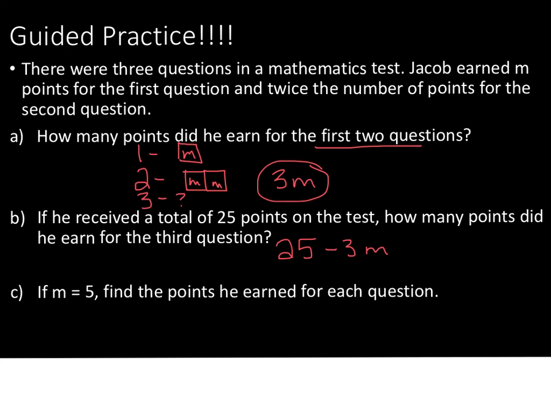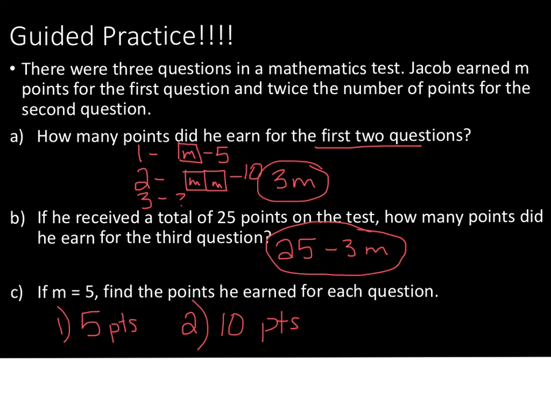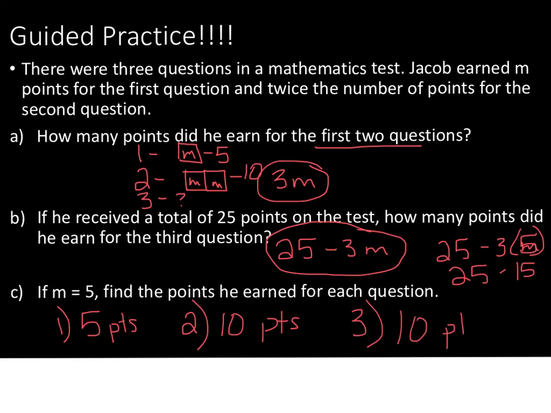Now C part says, if M is equal to 5, find the points he earned for each question. So for question 1, if M is equal to 5, then for question 1 he got 5 points. And on question 2, he earned twice as many points, so he earned 10 points. And remember, for question 3, all we knew was that he had gotten 25 points, so we had to do 25 minus 3M. Well, altogether we've got 15 for 3M, so 25 minus 15, we do 25 minus 3 times M, which is 5. So that's 25 minus 15, which gives us another 10 points.